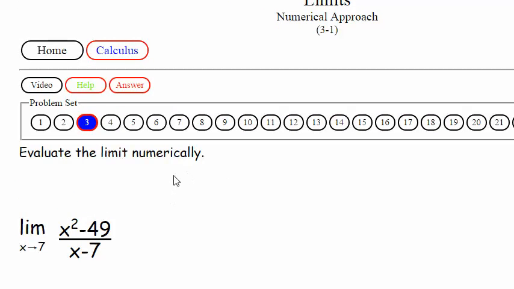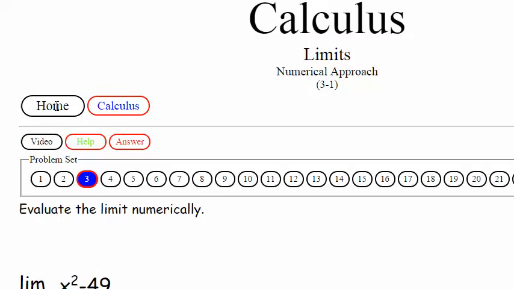However, there will be some other techniques that we'll use in the next section. All right. Okay. Moving on to the next problem.